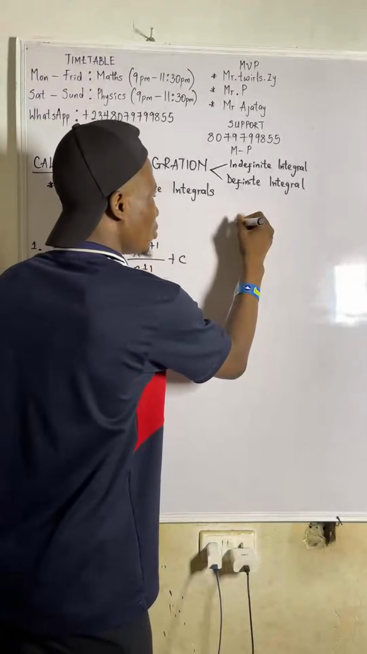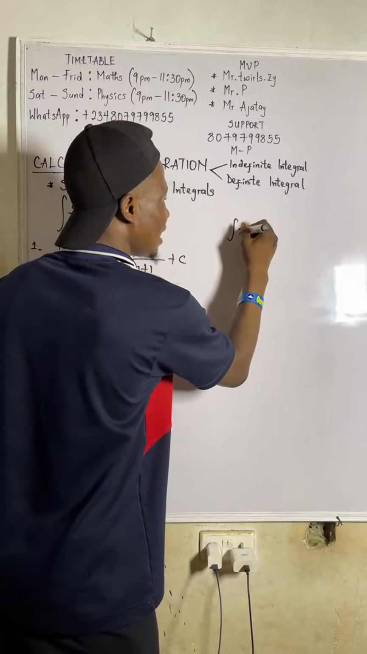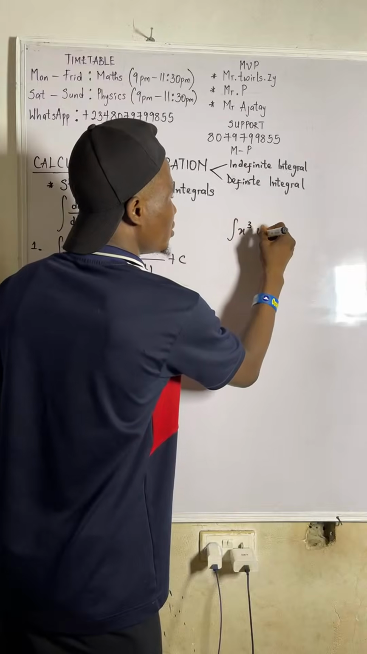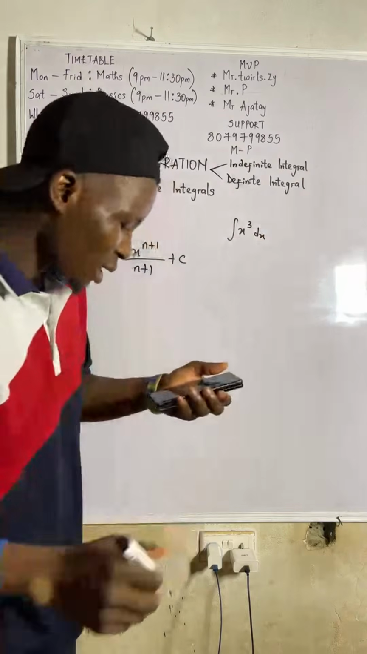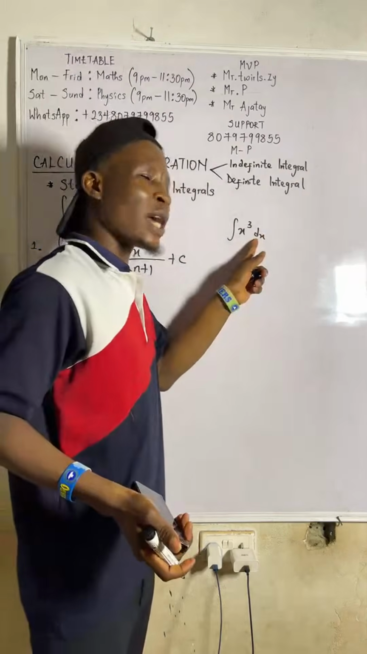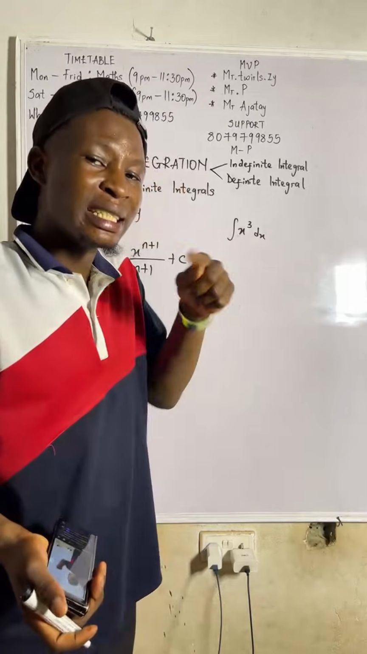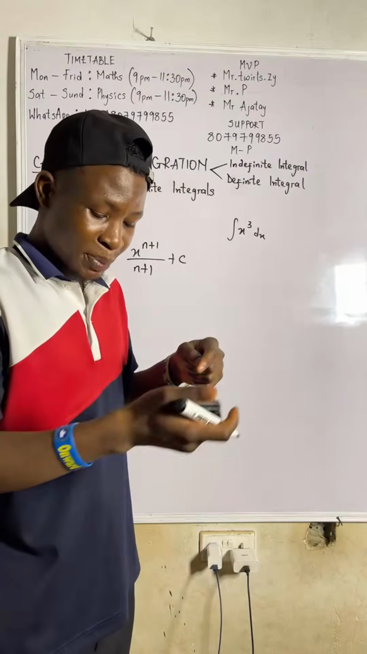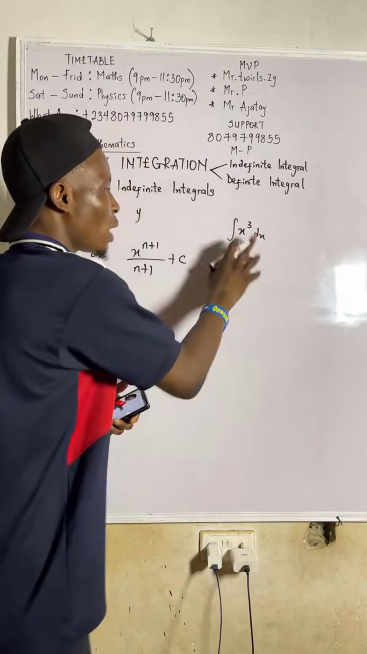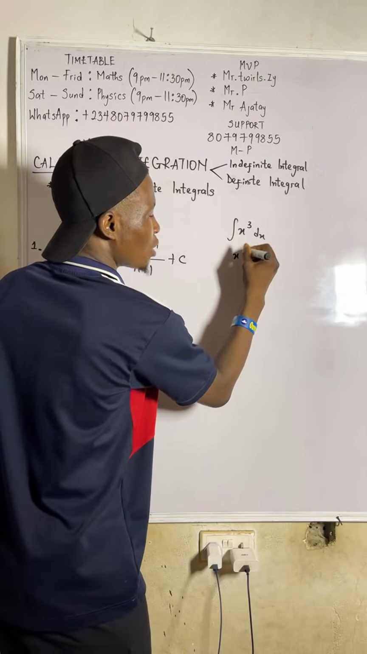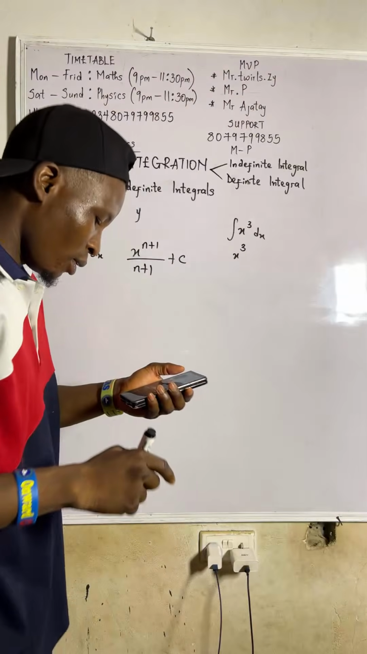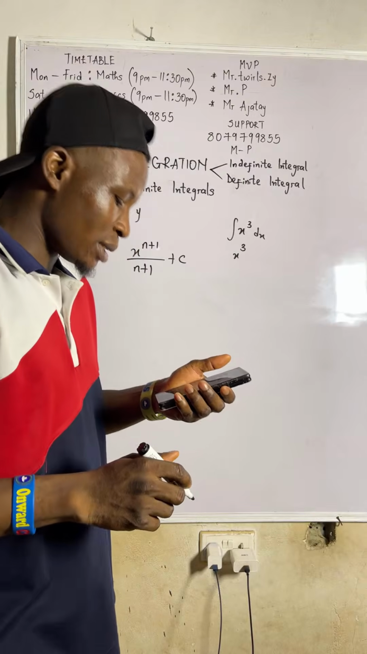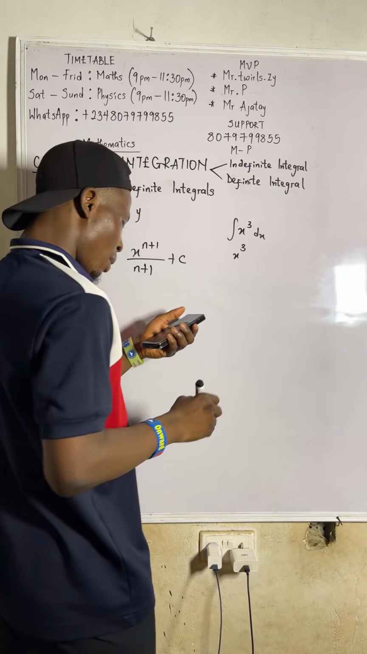Let me give you one example. Let's say they say integrate x cube with respect to dx. The dx we are seeing here means I'm integrating with respect to x. Now, what do I just say you do? You add 1 to that power. What is the power here?